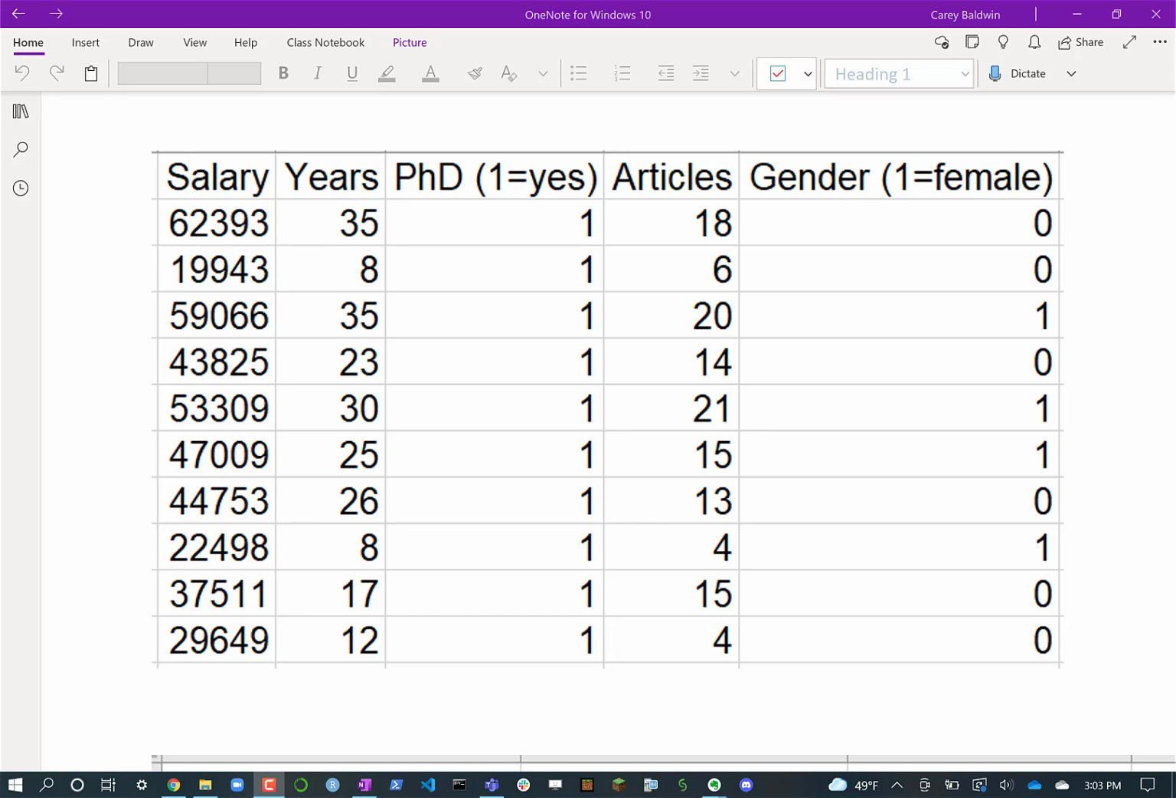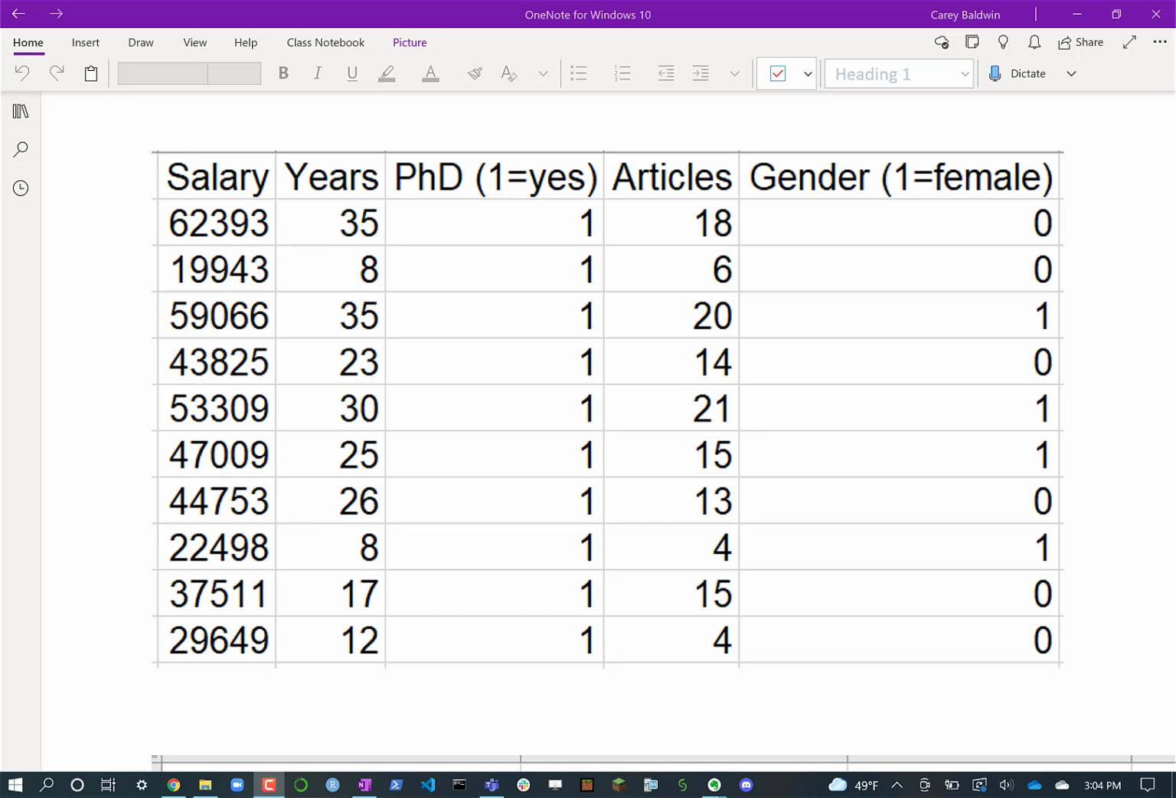That is, a model that will predict a dependent variable based on a combination of what we would call predictor or explanatory or independent variables. All of those terms can be used interchangeably. So in this case, we will be aiming to predict the instructor salary based on years of service, whether or not they have a PhD, articles, and gender, male or female.